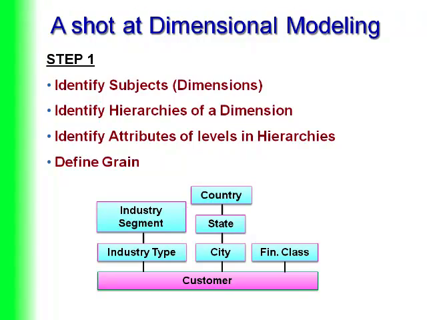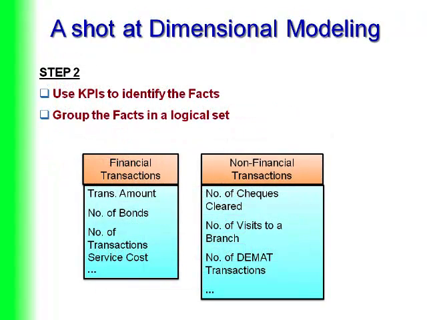Once these are identified, then we need to use key performance indicators to identify the facts and group the facts in a logical set form. For example, transaction amount, number of bonds, number of transactions, service cost, etc. They're all related to financial transactions. Number of checks cleared, number of visits made to a particular branch, number of demat transactions, etc. belong to non-financial transactions. So KPIs basically help to identify the facts and also to group the facts into a logical set.